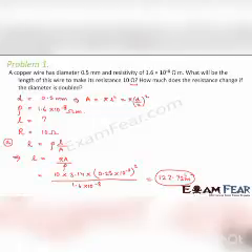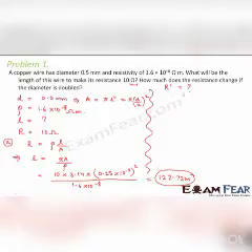Now let us look at the second part of the problem. The second part asks how much does the resistance change if the diameter is doubled. So we have to calculate the new resistance. Let us suppose the new resistance is R dash. We have to calculate the new resistance when the new diameter is double the earlier diameter. So D dash becomes equal to 2D.